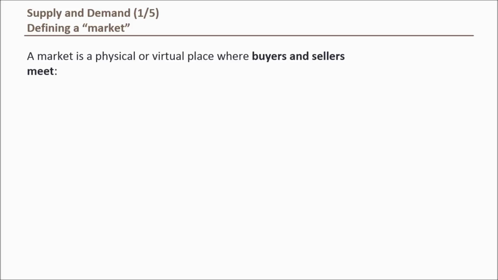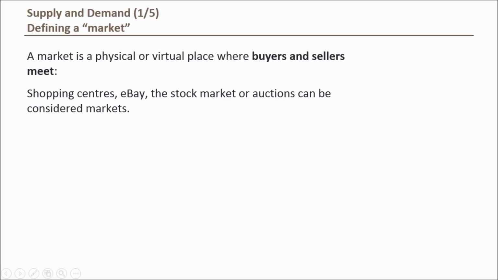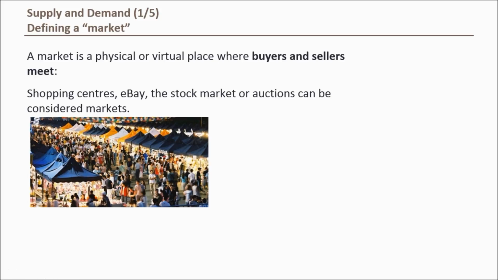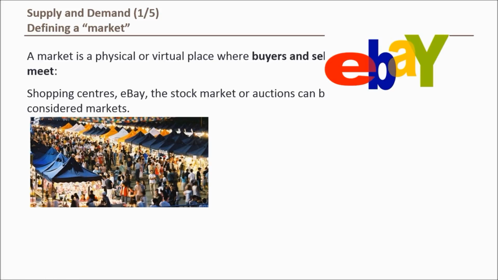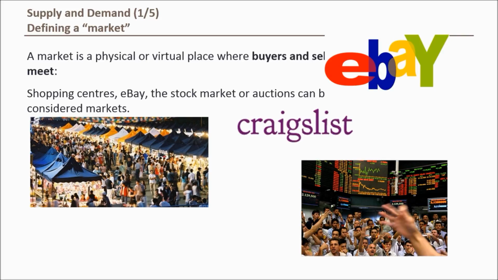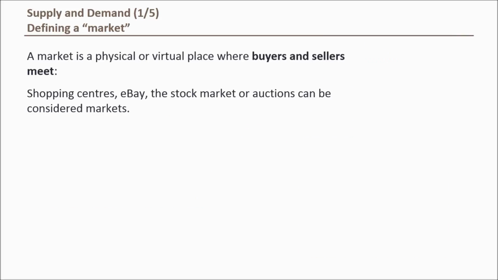Let's quickly discuss what we mean when we say a market. Most people will think of a marketplace with stalls where you can sell goods and buy goods. This is correct. There are many different types of marketplaces. Places or services such as shopping malls and markets, online stores, online marketplaces like eBay, or communities like Craigslist, and even the stock market are all considered marketplaces.